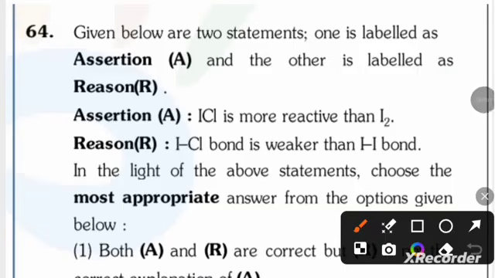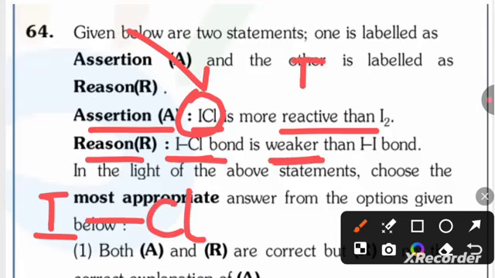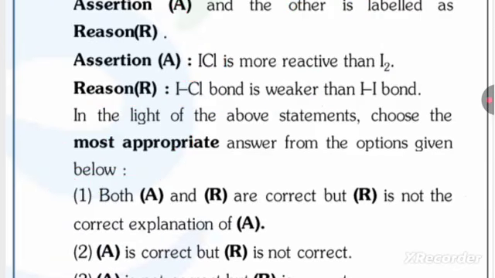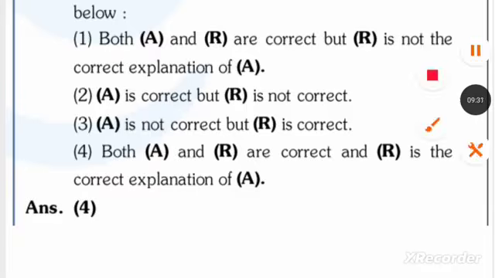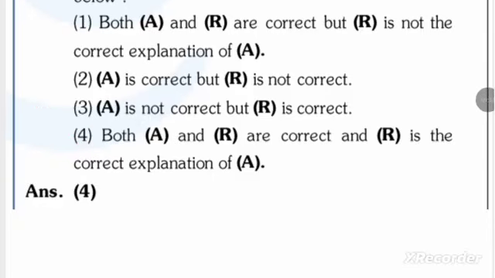Assertion and reason question. Assertion A: ICl is more reactive than iodine. Of course, it is an interhalogen compound, so ICl is more reactive than iodine. Then the reason: the I-Cl bond, iodine chlorine bond, is weaker than the I-I bond. So the iodine chlorine bond is longer and weaker, and it can be broken easily. So both assertion A and the reason are correct, and the reason is the correct explanation for the assertion.